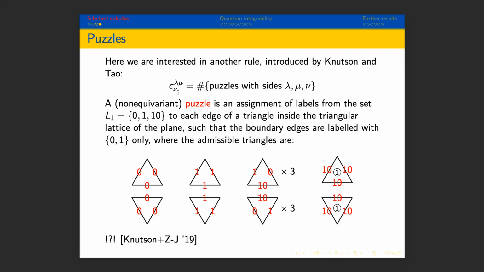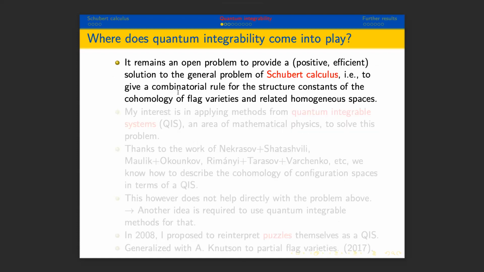At this stage, the question is, what exactly are we doing, and what does this have to do with quantum integrability, which at the time was completely unknown? Well, until my paper in 2009, it was completely unknown. Okay, so we're switching gears now. We're going to talk about integrable systems. Part number 2. Where does quantum integrability come into play?